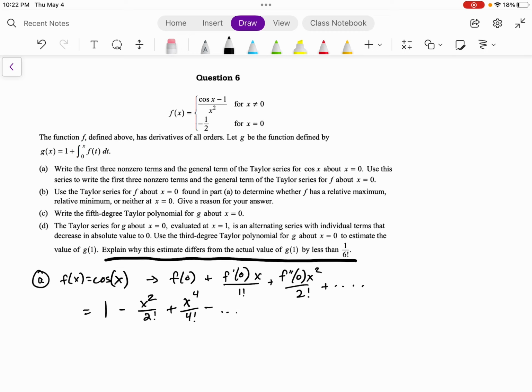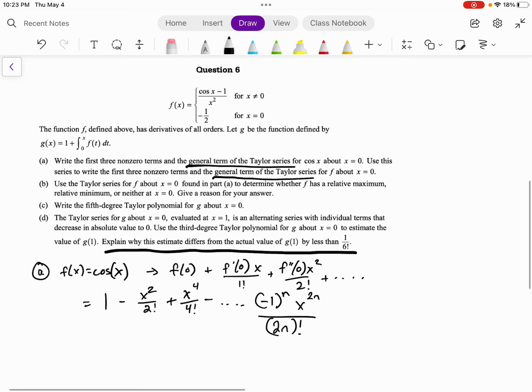And we're going to have all of this, and then my general term. Remember, they want the general term for cosine x. That's just going to be, we need an oscillator, so that's going to be negative 1 to the n, because we start with a positive number, so we want that to be 0, and then we're going to have x to the 2n over 2n factorial. You can verify that's what that is. That's the general term.